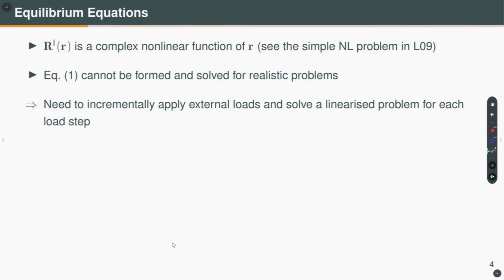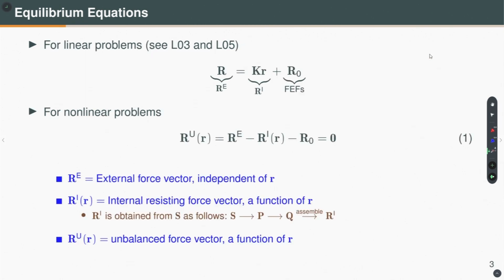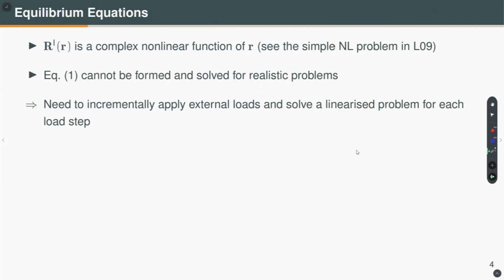What I said earlier, Ri is a complex nonlinear function of r. If you look at lecture number 9, you will see that example. So, equation 1 cannot be formed and solved for realistic problems. Solve means determine r directly by solving this set of nonlinear equations. Here, if you have n degrees of freedom, meaning that the kinematic indeterminacy of the problem is n, then you have n such equations. It is not possible to solve these nonlinear simultaneous equations and determine r, which I demonstrated in lecture 9 with just a 1 degree of freedom system.